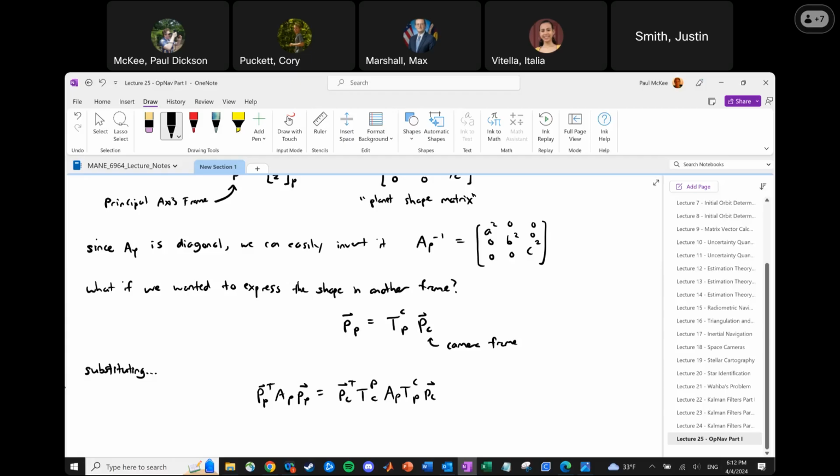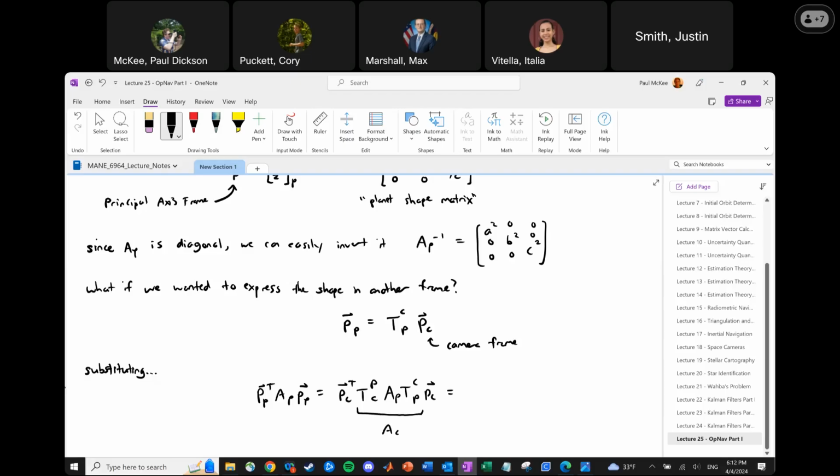Okay, now I'm going to define all of this as A_C. So now what we've essentially done is, by front multiplying and back multiplying the planet shape matrix by the attitude transformation matrix from the principal frame to the camera frame, we arrive at the planet shape matrix in the camera frame. We're going to call that A_C. Okay.